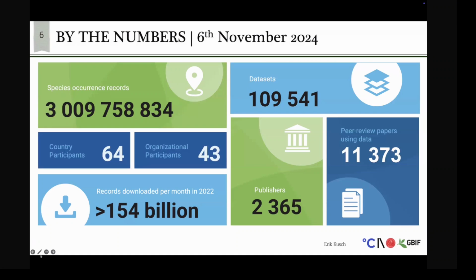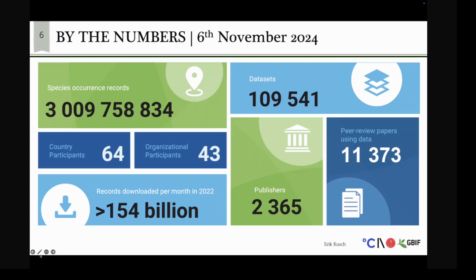GBIF is massive. As you can see here, there are over 3 billion data points in there as of last month, supported by over 100,000 data sets that contain those data points, with support for more than 11,000 peer-reviewed papers using and citing GBIF data. There is a large number of papers that use GBIF data without actually giving proper credit, which is something that we'll get to today. So there is a large number of papers that should show up here that aren't there.